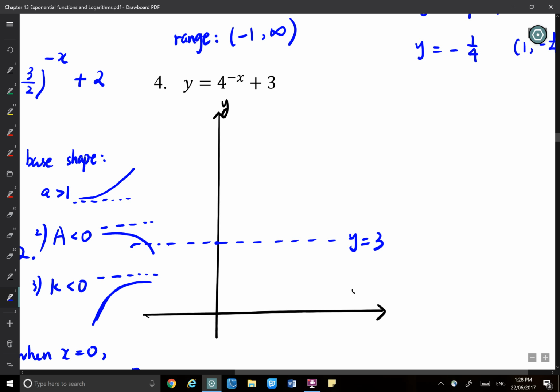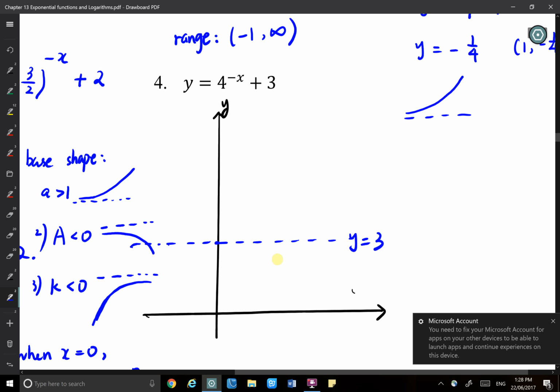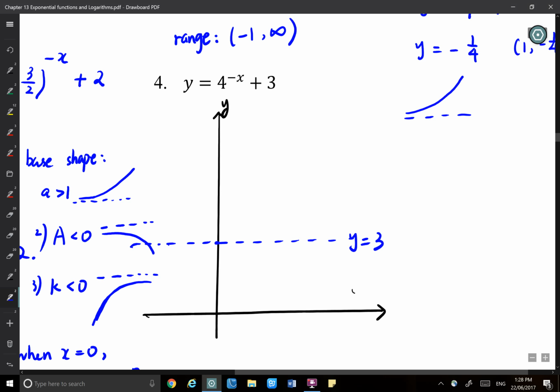And the first thing we'll think about is the base shape. The base is 4, so I will have an increasing graph. Okay, increasing graph. So then we see the negative. The negative is on the x, so I will reflect in the y-axis. So your shape should be like that. So you have a graph in this shape.